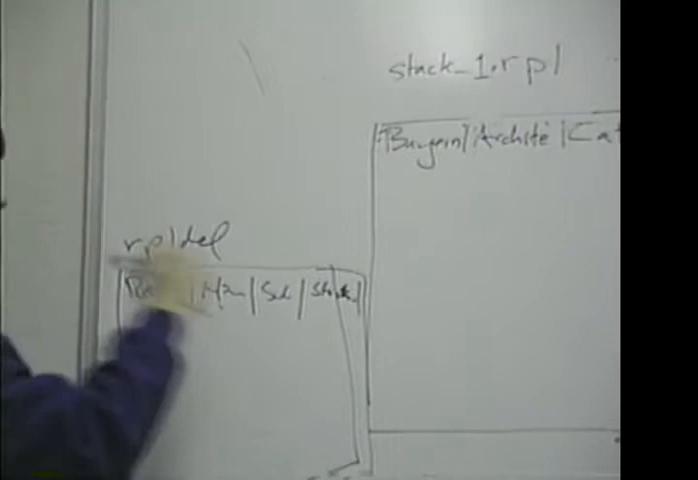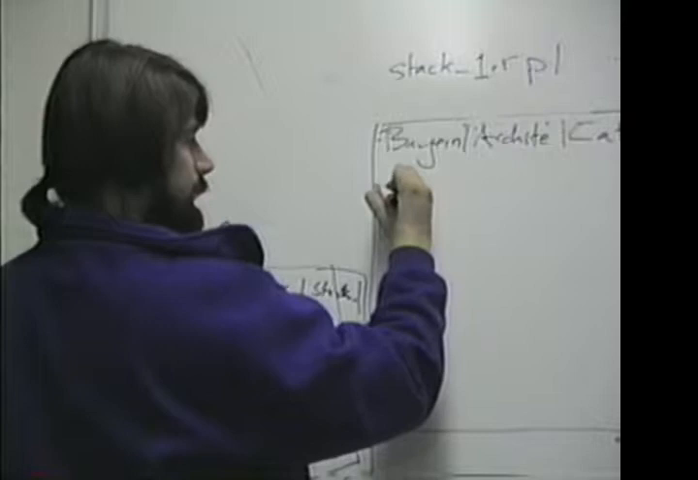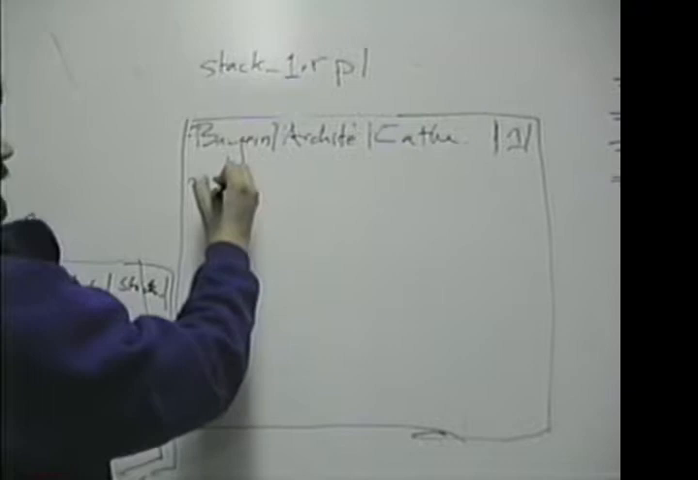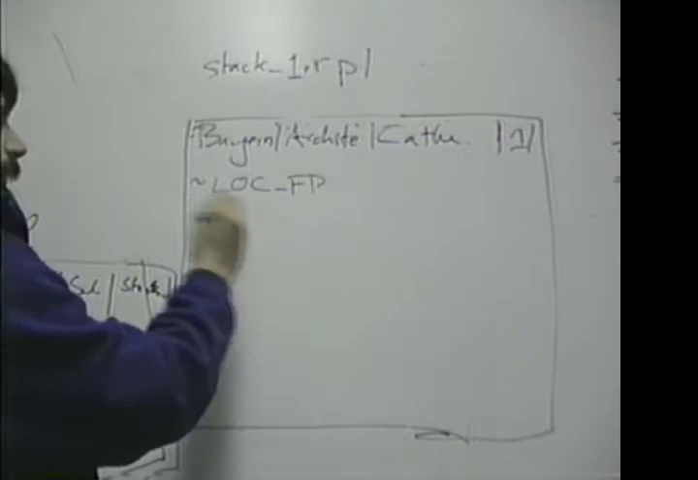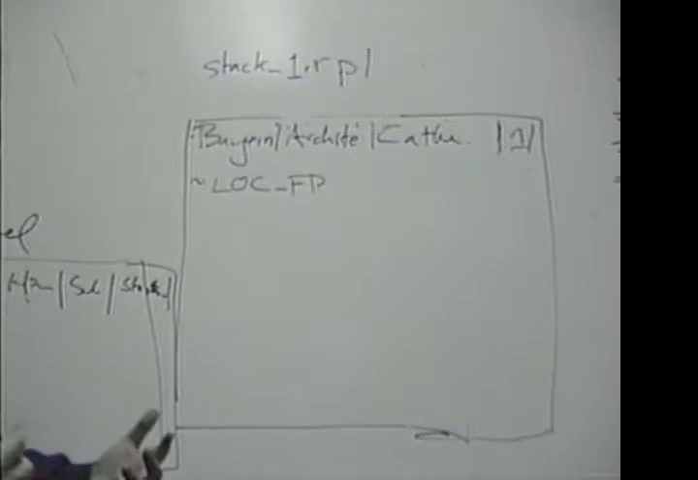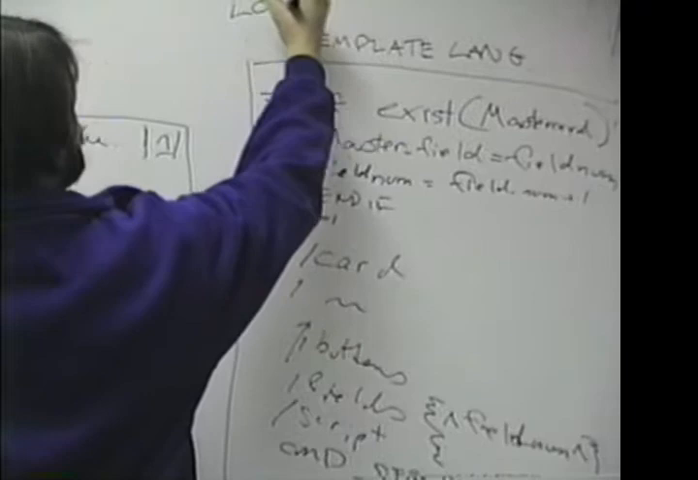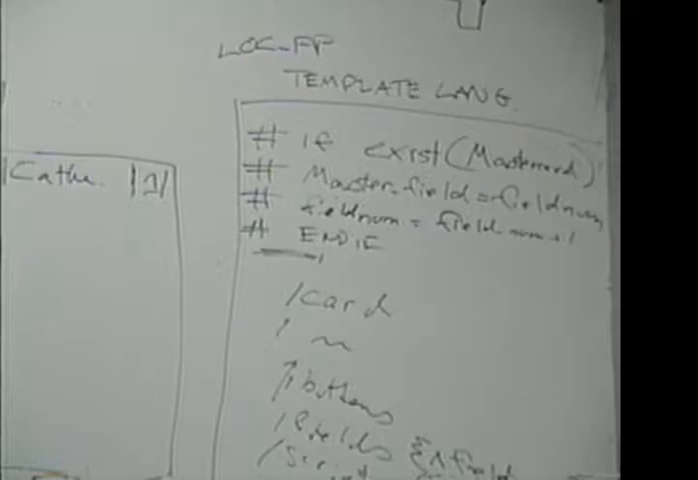In the data file, then, we'll have things that look like this. There'll be a tilde, and then there'll be something like location, let's say location first page, which is a type of card. That is, the first field is always one of the types of cards in our naming scheme for types of cards that matches a template. So this template will have a name, and actually the file name is lockfp for the template.